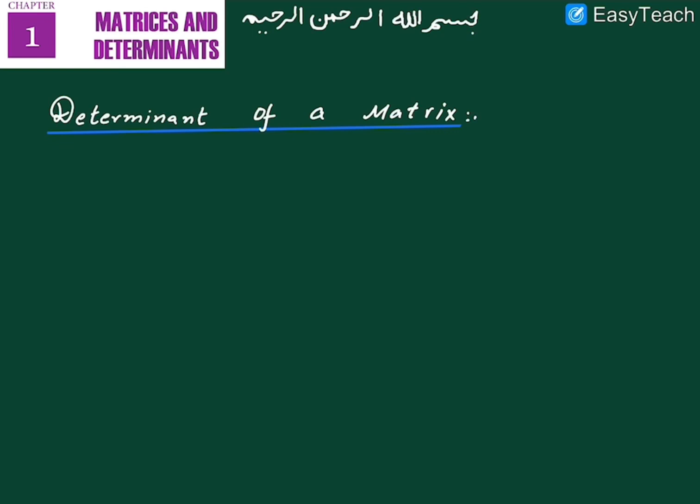Today, in another lecture, we are going to start the determinant of a matrix. So what is the determinant of a matrix? Let A = [[a, b], [c, d]] be a square matrix of order 2 by 2, with 2 rows and 2 columns.